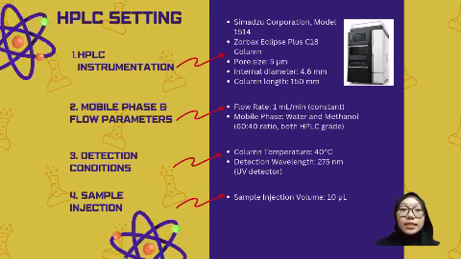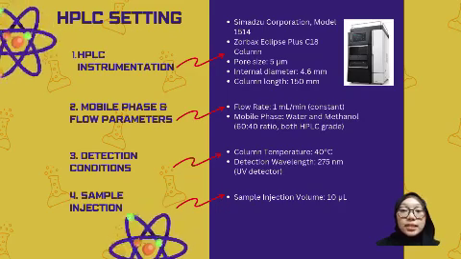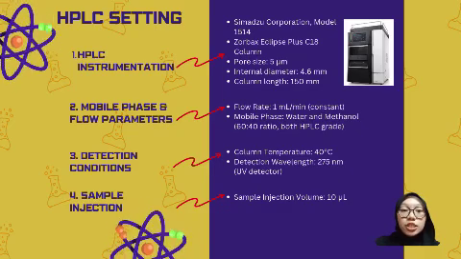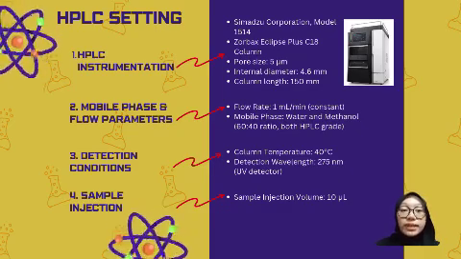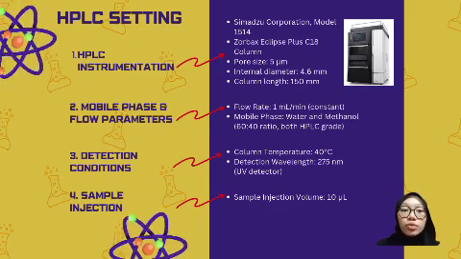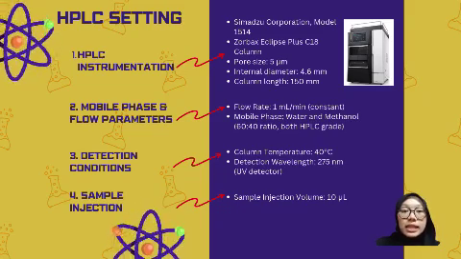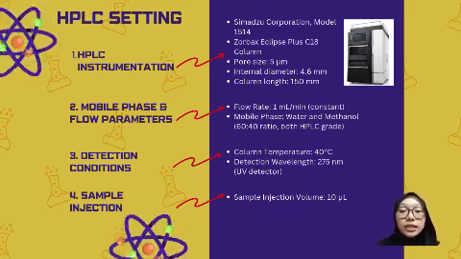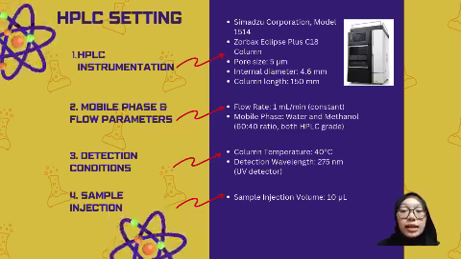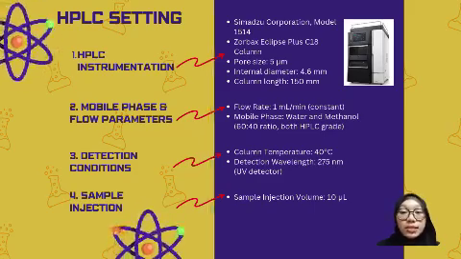Thirdly, detection conditions. The column was maintained at 40 Celsius to stabilize the separation process. Detection was performed using a UV detector set at 275 nm, which is the absorption maximum for caffeine. Lastly, sample injection. A 10 microliter sample was injected into the system for analysis. This volume ensures consistency across trials.